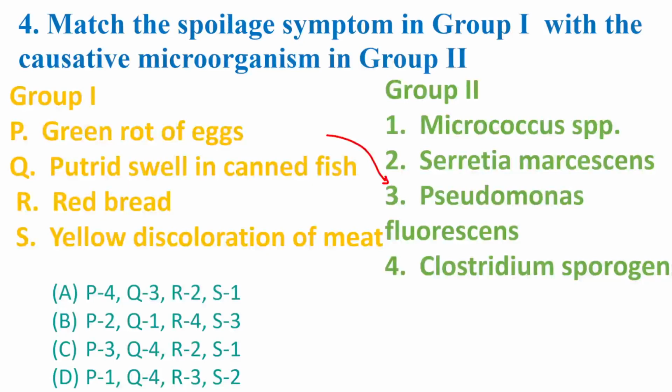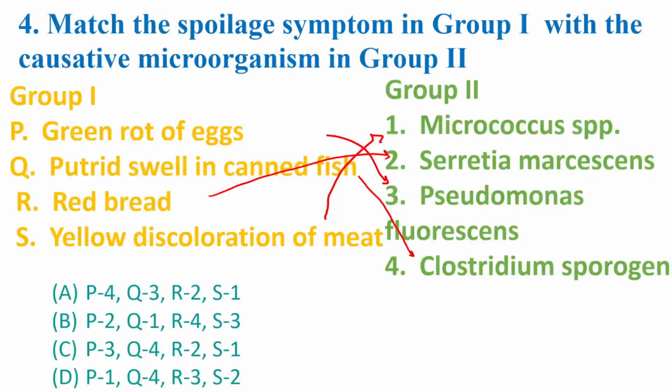Now red bread. Whenever you see red, that means it is because of Serratia marcescens. It is known for producing a red pigment which grows on moist breads. And yellow discoloration of the meat is because of Micrococcus species. These bacteria produce yellow pigments on the meat surface which cause the discoloration.